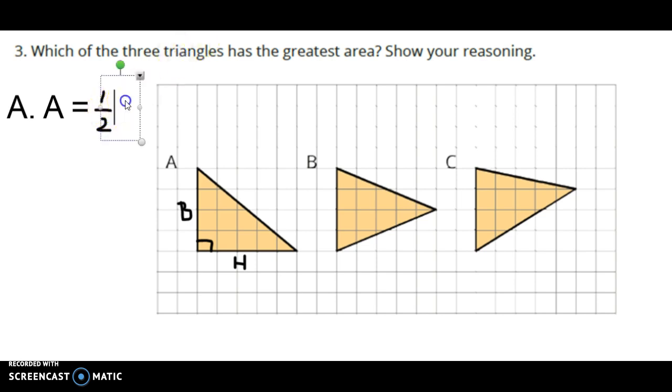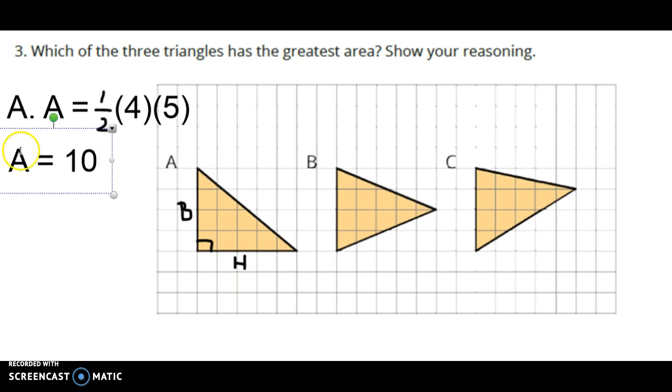So for A, I'm going to say that area equals 1/2 base. So I count up the squares in my base, 1, 2, 3, 4. 4 times my height. Count up the squares in my height, 1, 2, 3, 4, 5. 5 times 4 is 20. 20 divided by 2 is the same as 20 times 1/2. So that's going to be 10. Let's do B together as well.